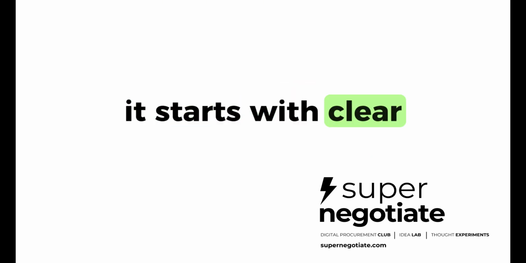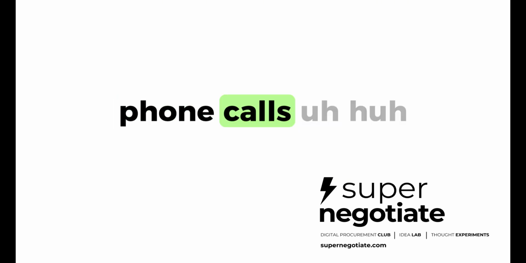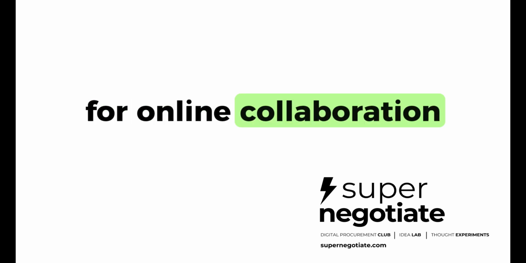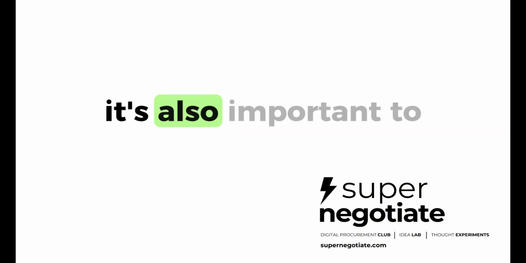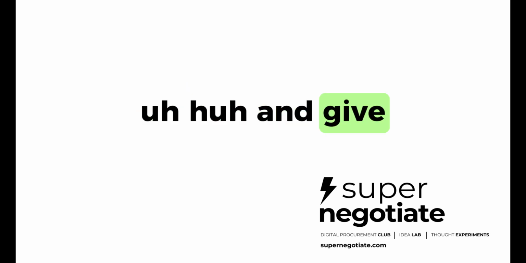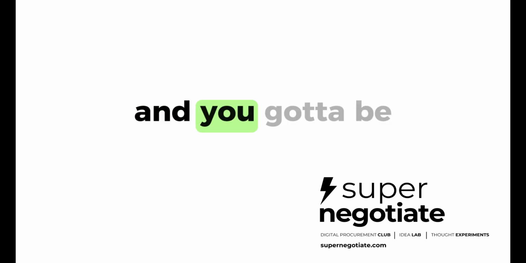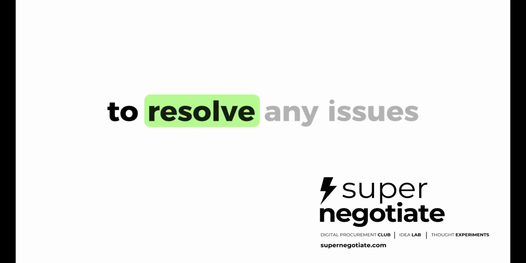But how do you actually build those strong relationships? It starts with clear and consistent communication. So regular meetings, phone calls, emails, even using those vendor management portals for online collaboration. So just keeping those lines of communication open. Yes. It's also important to be transparent about your expectations and give them feedback on their performance. So just be honest about what's working and what needs improvement. You've got it. And you've got to be responsive to their concerns as well and work together to resolve any issues.